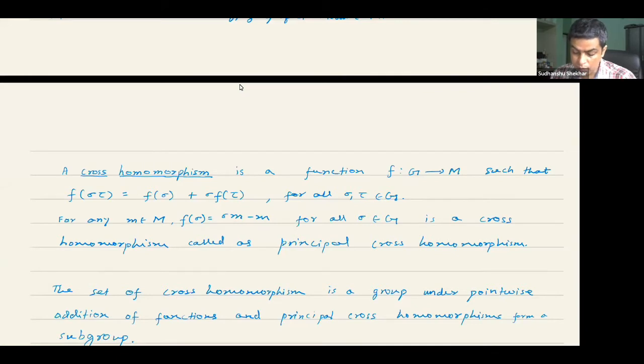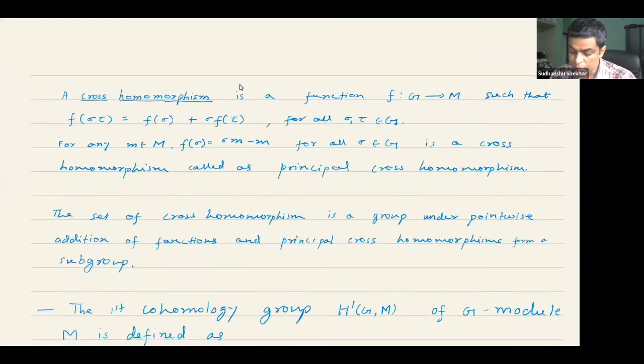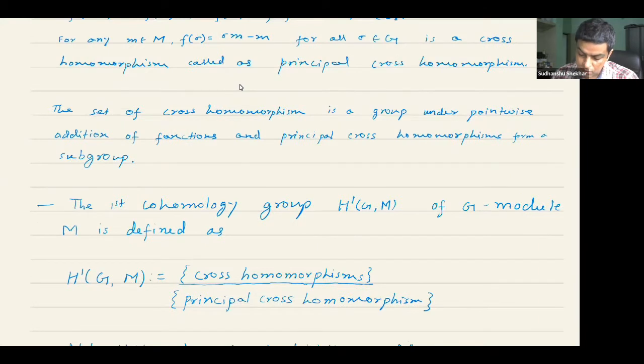Also, there are special elements called principal cross homomorphisms, and these are defined as f(sigma) equal to sigma m minus m for a fixed m belonging to capital M. Then the set of cross homomorphisms is a group under pointwise addition of functions, and principal cross homomorphisms form a subgroup. So we can define this quotient. H1 of G comma M, the first cohomology group of G comma M, is defined as the group of cross homomorphisms modulo the group of principal cross homomorphisms.